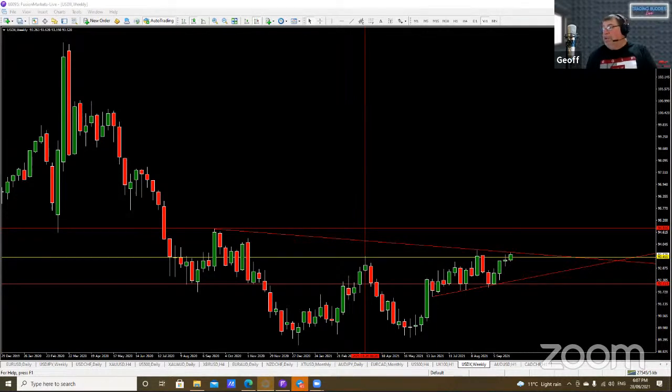Aussie Swissy coming off. CAD Swiss. Yeah, it does look to me like the market has changed its mind and is going a little bit risk off at the moment, which is very interesting.